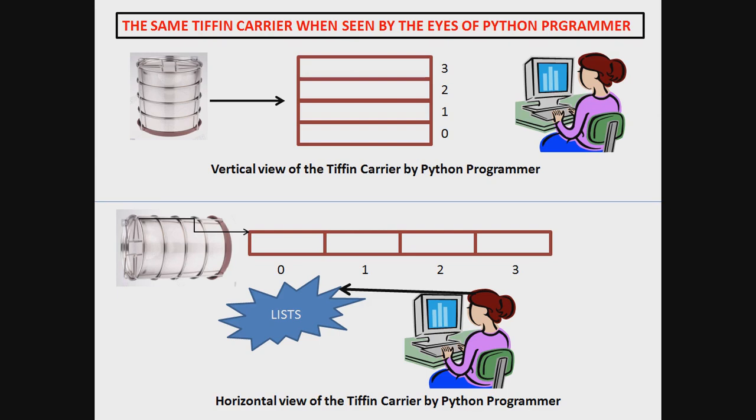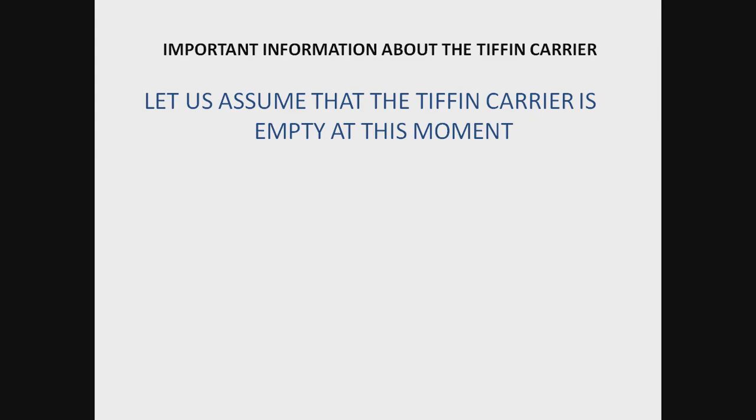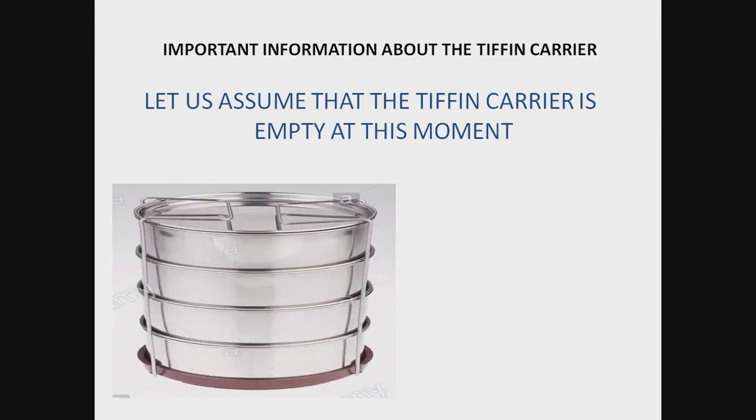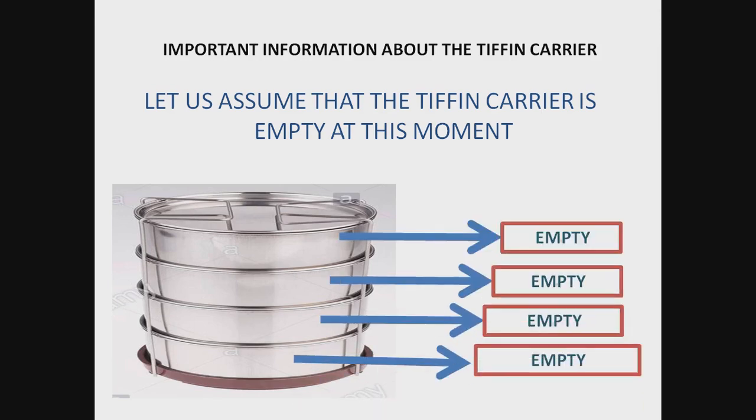But in our programming, most of the time we see a horizontal view of the list. So in the horizontal view, we have 0, 1, 2, 3. 4 boxes in our list. Now, if I say that at this given moment, the tiffin carrier's boxes are empty, so it has nothing in it. That is, if I relate it to Python, we have nothing in our list. The list is empty, as our tiffin carrier is.